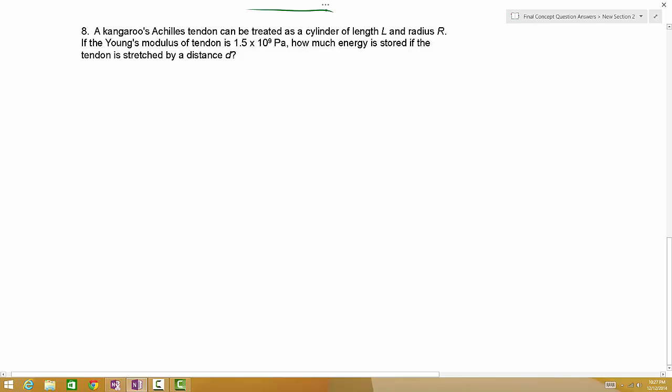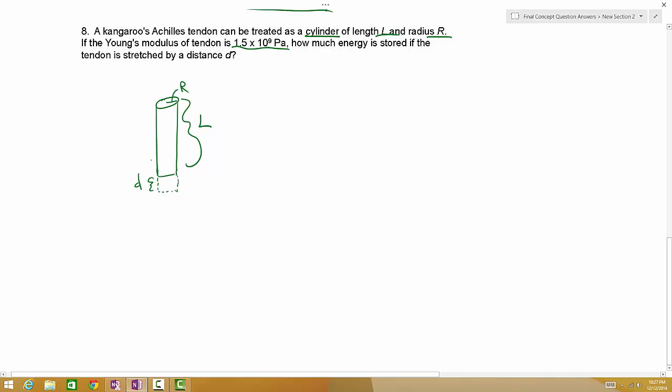Okay, so 8. A kangaroo's Achilles tendon can be treated as a cylinder of a length L, radius R. If the Young's modulus of the tendon is 1.5 times 10 to the 9th pascals, how much energy is stored in the tendon if it's stretched by a distance d? So let's draw a little picture. So we have a cylinder. This is the tendon, and it has a radius r, and it has a length L, and then it gets stretched a little bit like this, and then it gets stretched a distance d.